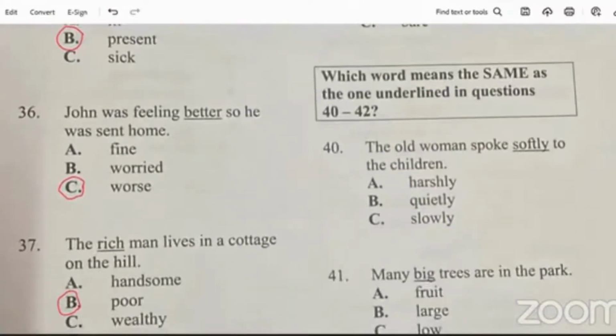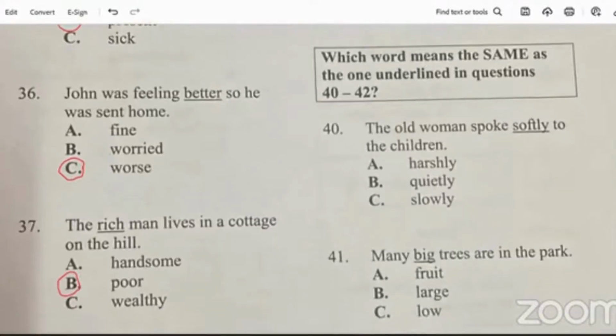Question 40 to 42, you're going to find the word which means the same as the one underlined. For 40, the old woman spoke softly to the children. The word that means the same as softly, based on how it is used in this sentence, is quietly. The other options, harshly, slowly, but the answer is quietly.